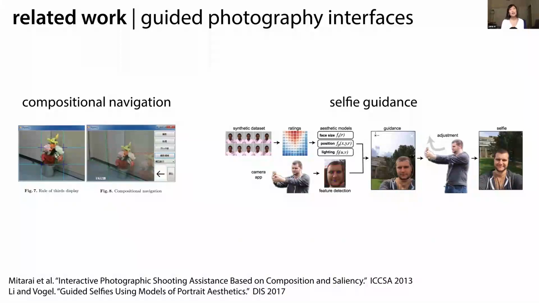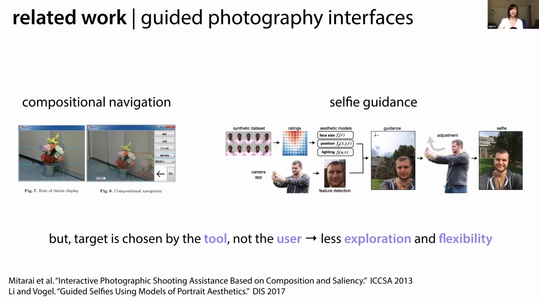Additionally, some guided photography interfaces do exist, such as those shown here. So these tools guide you to a specific better option. On the left, to a specific composition, and on the right, to achieve what it defines as a good selfie. These tools have an internal model of aesthetics, but they're mostly hidden from the user and apply this model without providing much explanation. By imposing a specific suggestion from the tool, they limit exploration and creative flexibility.